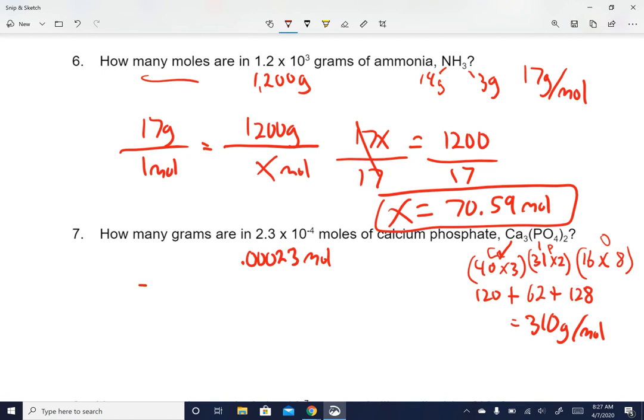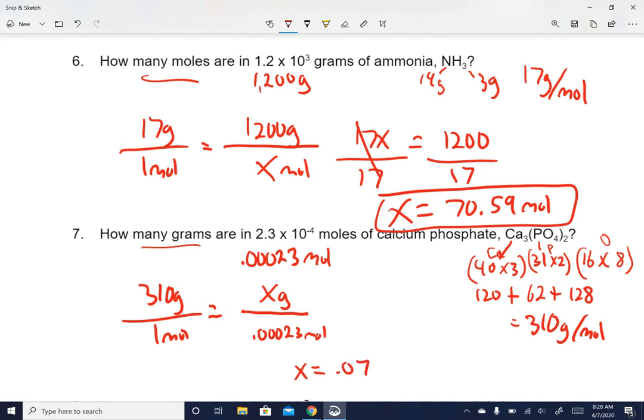Now we set our proportion up. 310 grams per 1 mole equals how many grams are in... All right, so X grams, and this number here, 0.00023, goes on the bottom. Okay, so now you just cross multiply. 310 times 0.00023, and we get 0.0713 grams, which makes sense because if 1 mole is 310 and this is a really small number of moles, then you're going to have a really small number of grams.